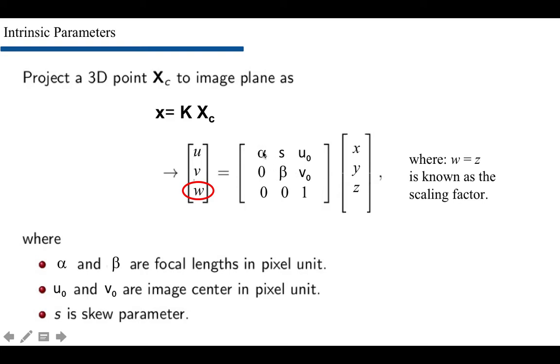This is for the horizontal axis, and this for the vertical axis, and we already know what u0 and v0 are: the image center in pixel units as well. And s is what we call the skew parameter.